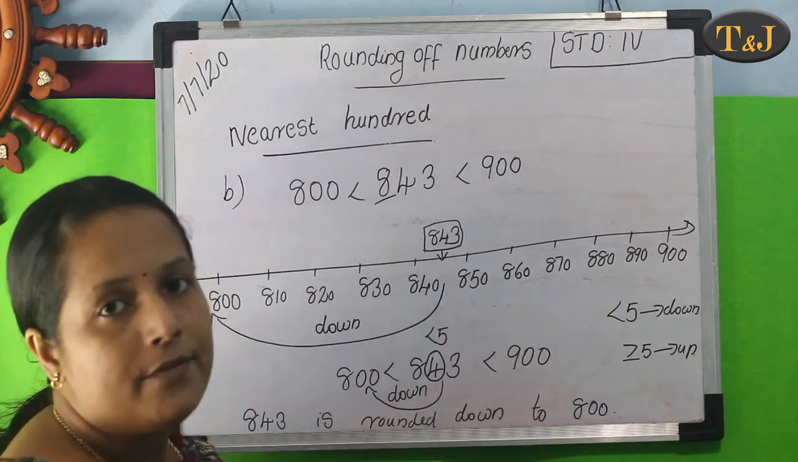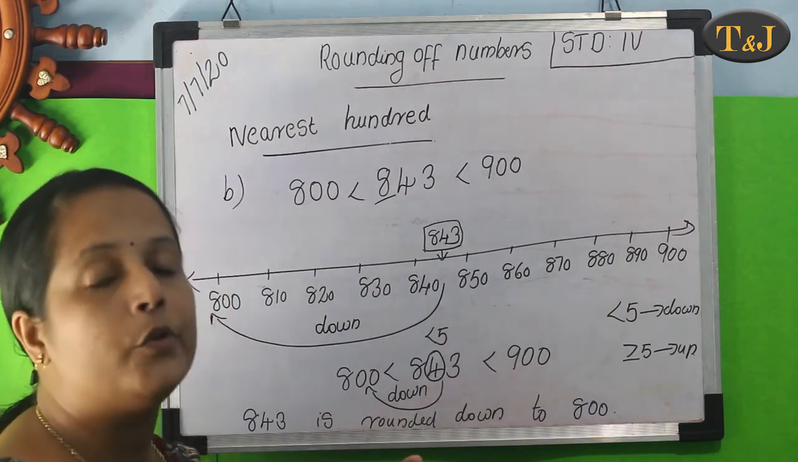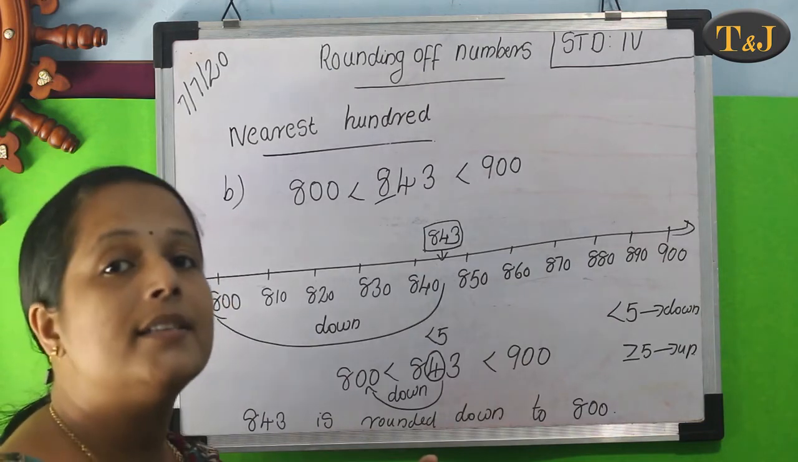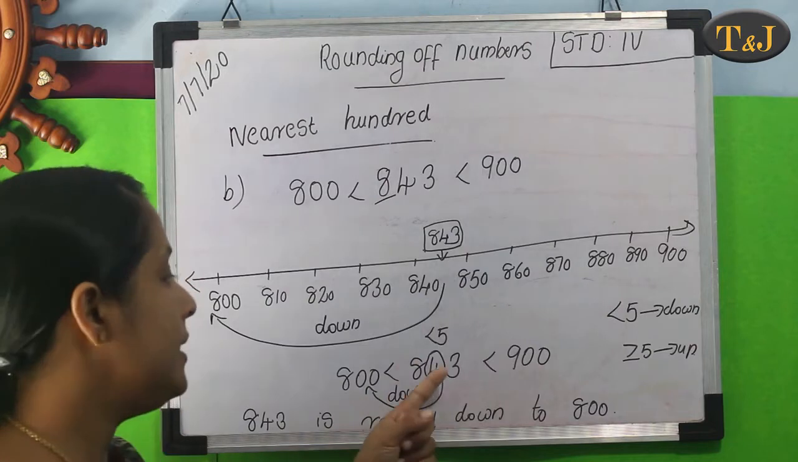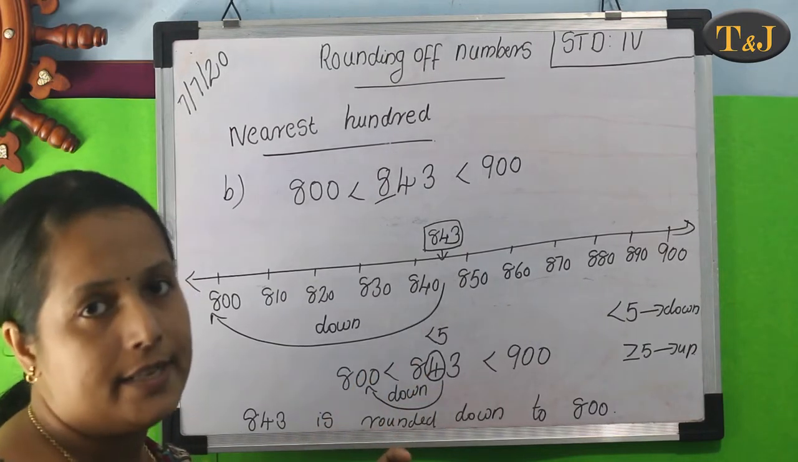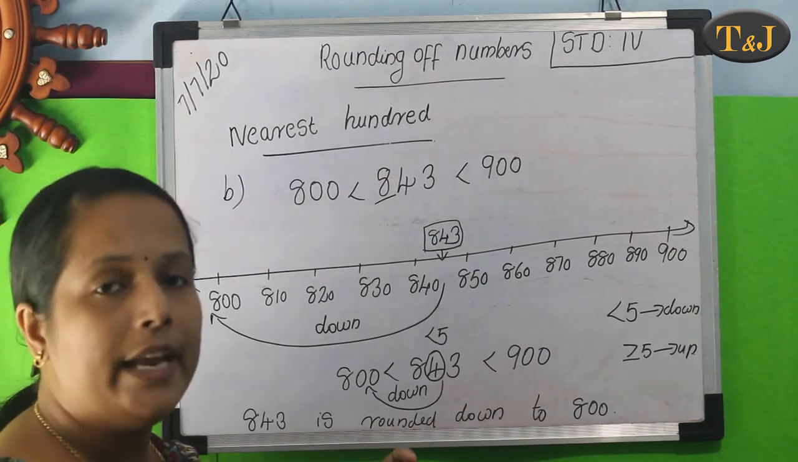So is 4 less than 5 or greater than 5? Yes, 4 is less than 5. So is it rounded up or rounded down? Yes, it is rounded down. So it is rounded down to the first number, that is, 843 is rounded down to the number 800.